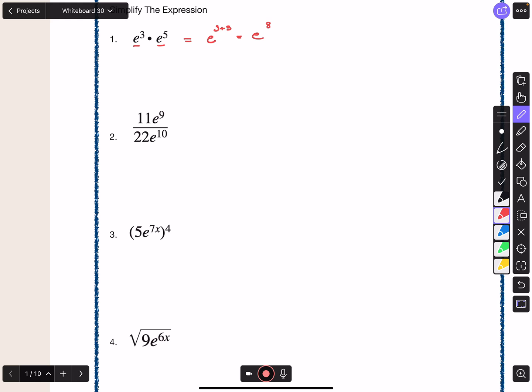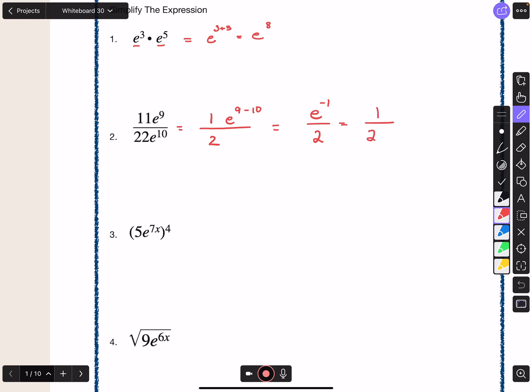Problem 2. We can simplify 11 over 22. That's 1/2. When we divide, we do e to the 9 and we do minus 10. Now notice I put that in the numerator because that's what the property says. This comes out to e to the negative 1 over 2. Now we don't like negative exponents in our final answer, so we're going to move that e to the denominator using its reciprocal.